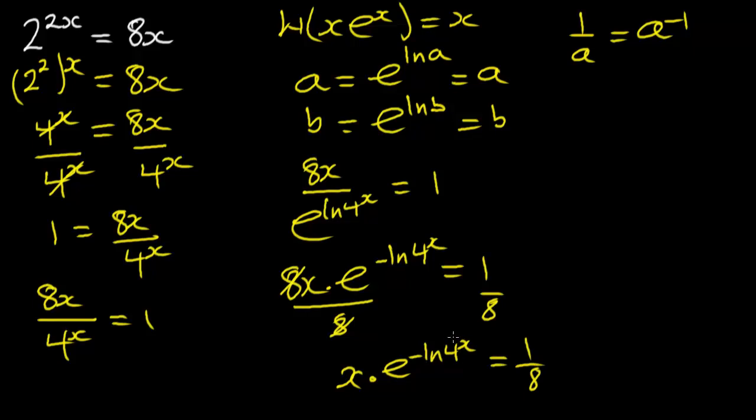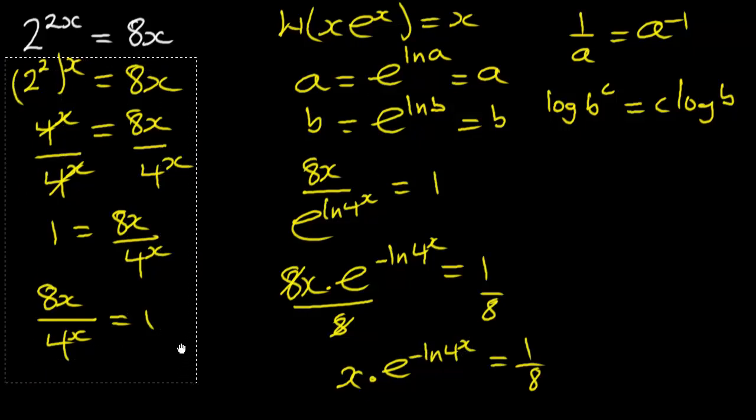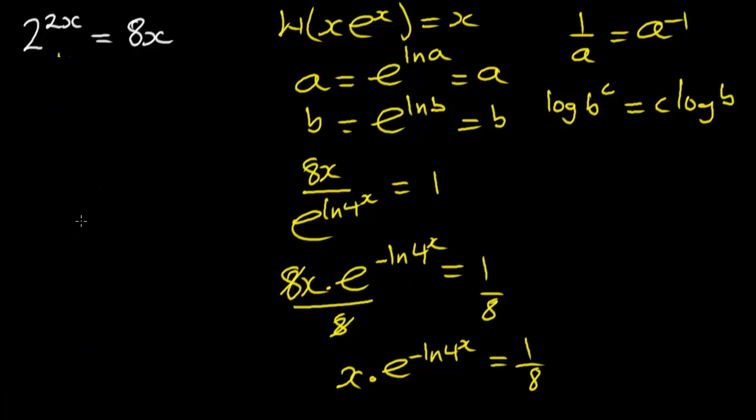Now looking at this, we can use the property of logarithm to write this in a different way. So for instance, if we have log of b exponent c, this will be the same as c times log of b. So in this case, you have an exponent over here, so we can bring the exponent in front of the logarithm. Now let's do that. So we are going to have x multiplying e to the power minus x times the ln of 4 is equal to 1 over 8.